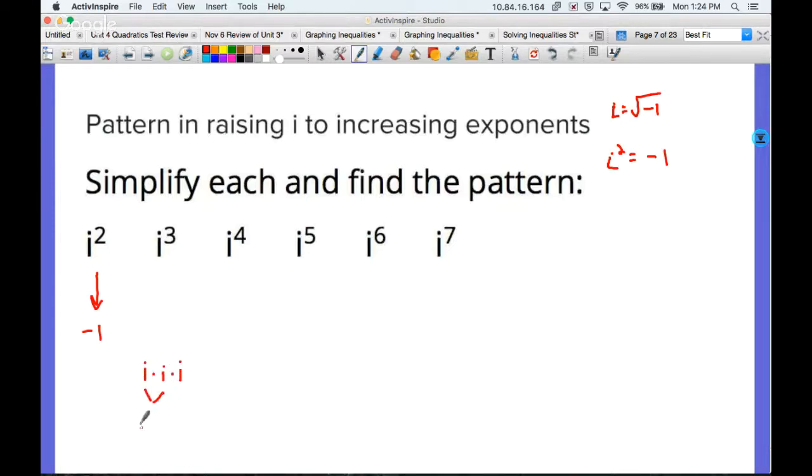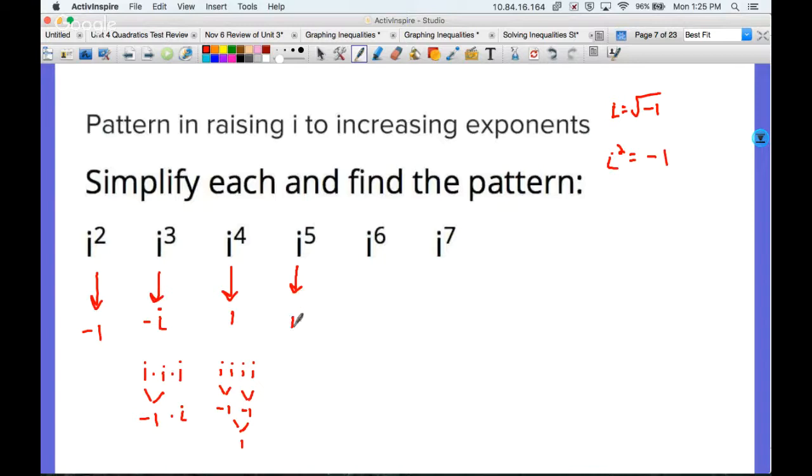Two of those i's are going to break off and become a -1, and then we're going to multiply by an i. This will become -i. i to the fourth, for the same reason, becomes a +1. It's i times i times i times i. Two of them make a -1, another two make a -1. Together, those make a +1.